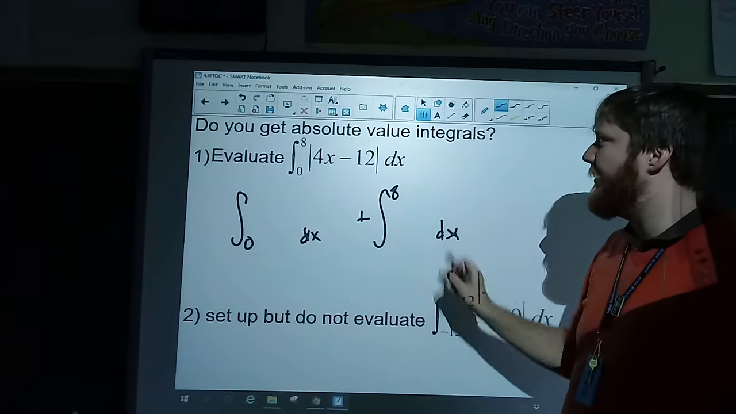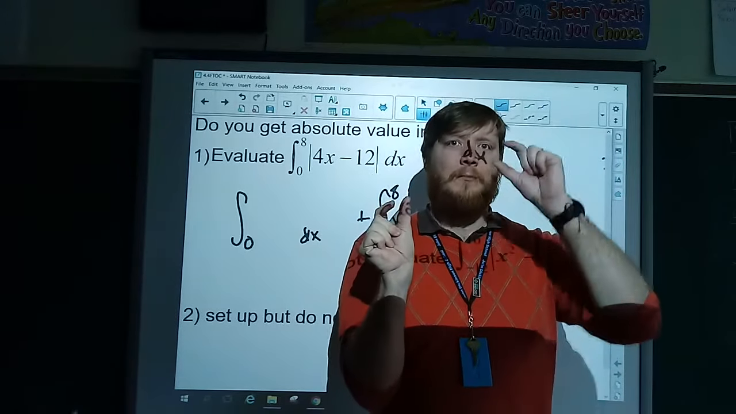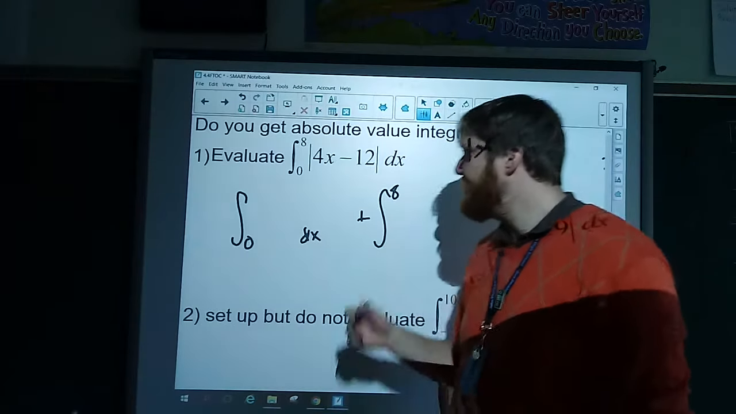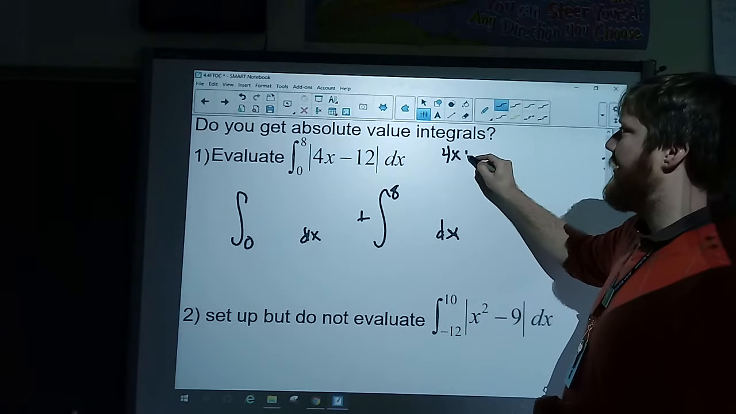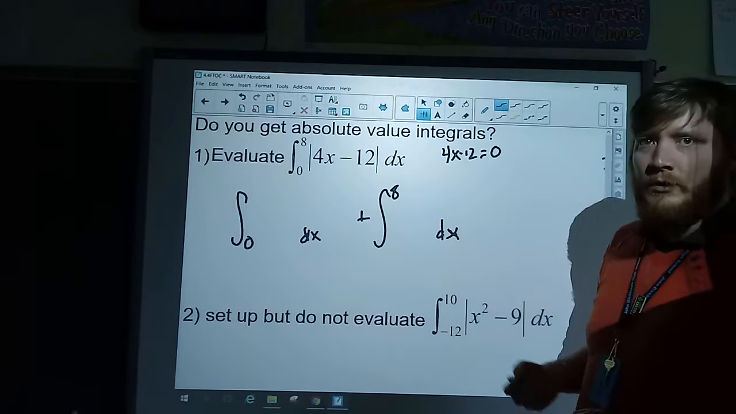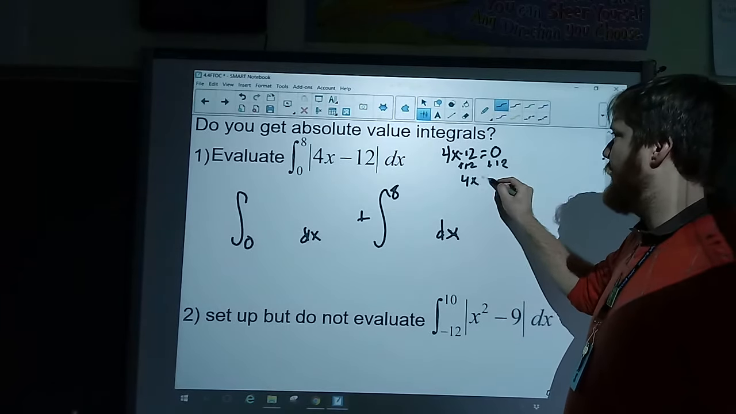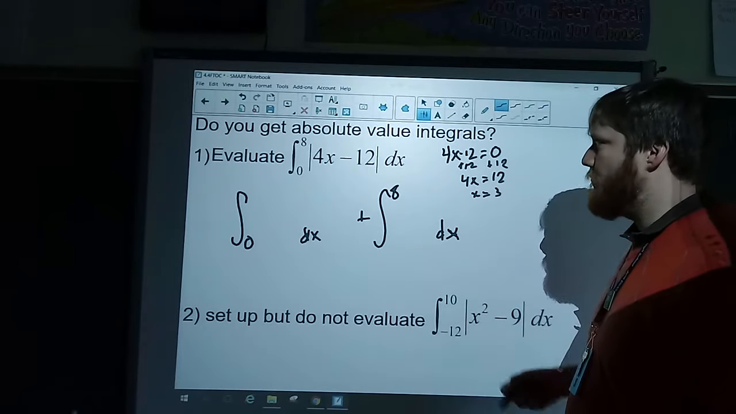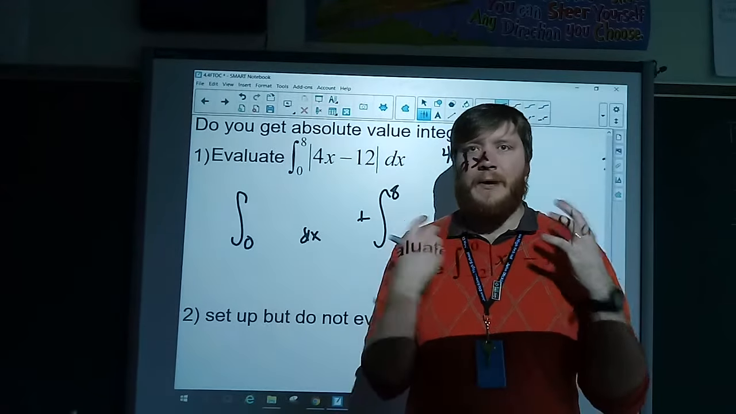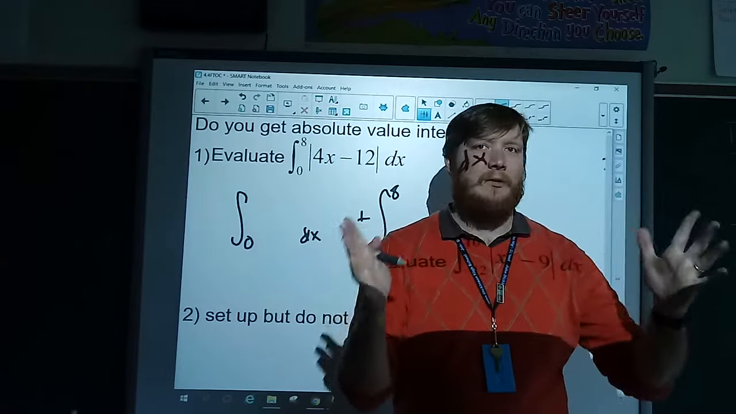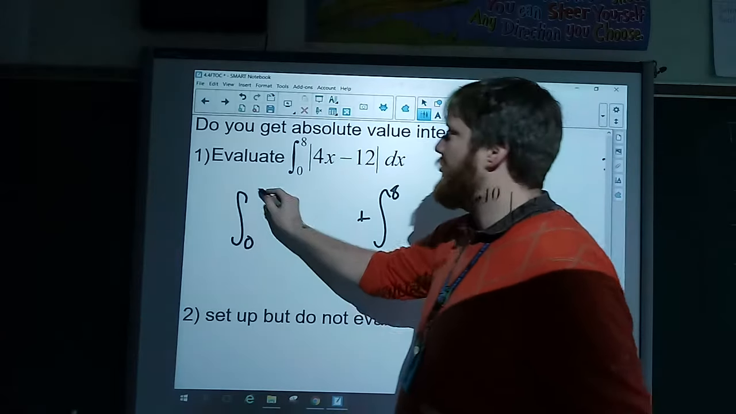And then we also have to figure out, one of these is going to be 4x minus 12, and the other one is going to be negative 4x plus 12. It's going to be the opposite. So my first goal is to figure out what this number is. And I do that by setting the inside, 4x minus 12, equal to 0. So we add 12, 4x is equal to 12, so x is equal to 3. So I know that for any x value that isn't 3, I'm going to have either a positive number or a negative number, and then I have to take the absolute value of it. But when x is equal to 3, this is equal to 0. So that's our switching over point.